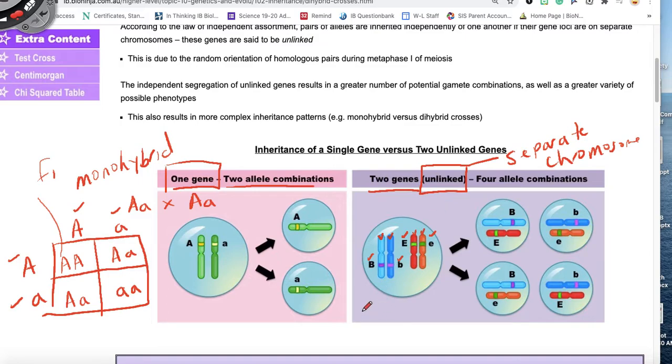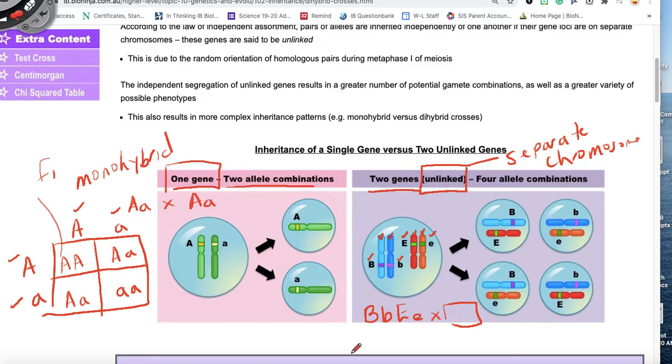So in this particular example, we have perhaps a combination of this, right? And then you cross that with something else, okay? So these gametes here are going to recombine independently of each other.